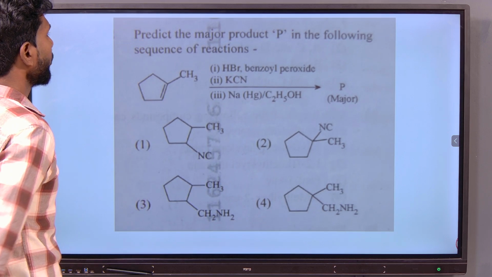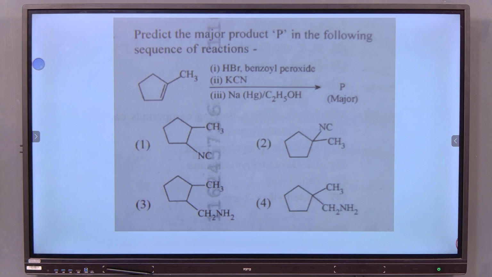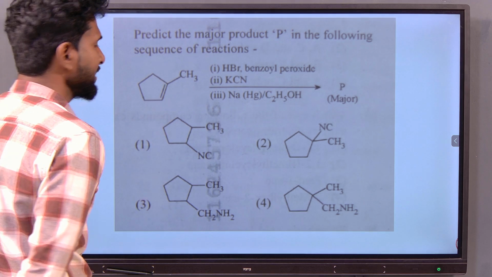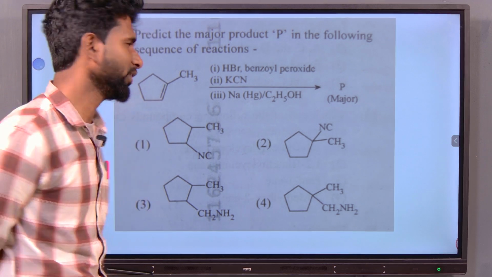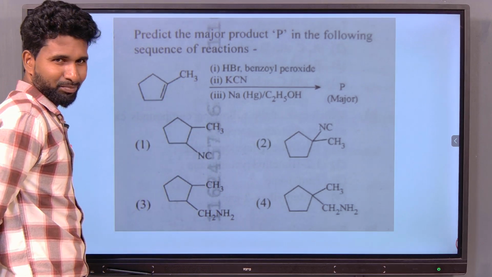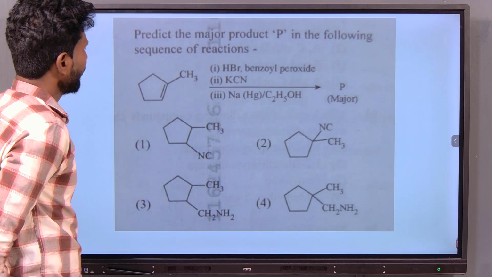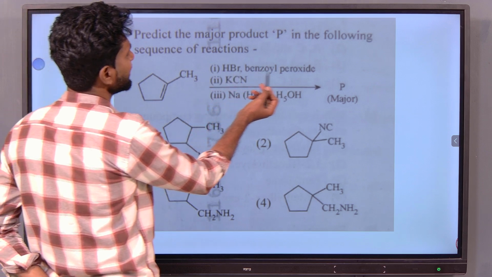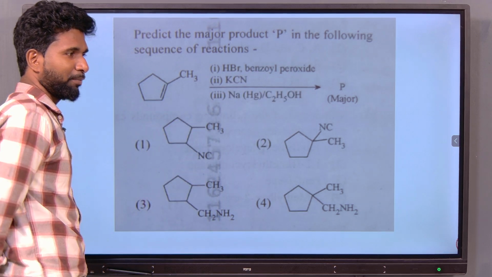Predict the major product P in the following sequence of reactions. What is the answer? How can we find it? Very easy question. The given compound is an alkene. What's the first step? HBr with benzoyl peroxide.